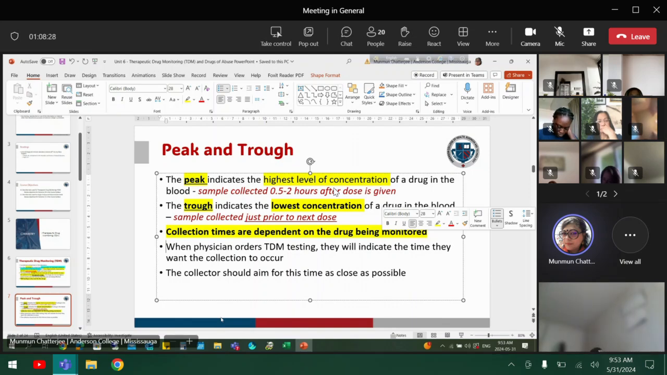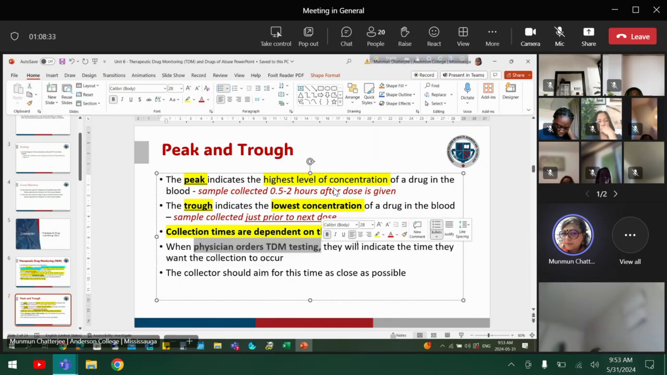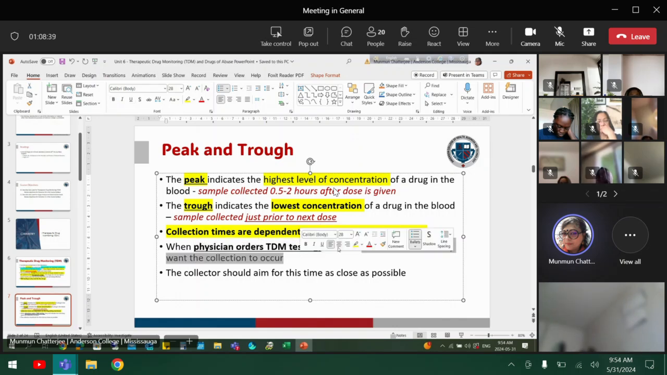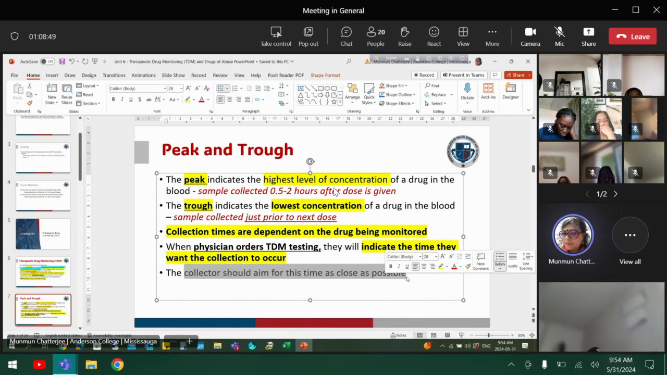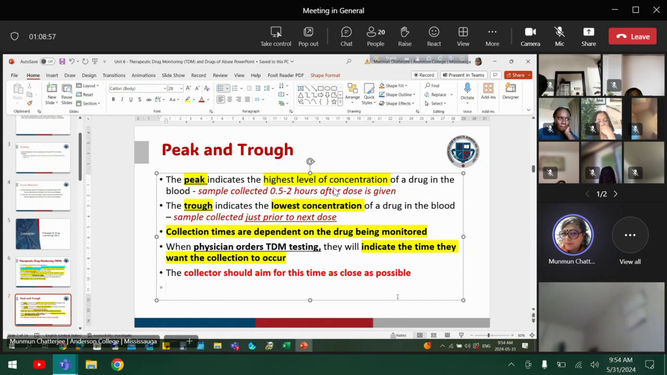That's why when the physicians order TDM testing, they will indicate the time they want the collection to occur. If you don't see that, you cannot do the TDM testing. And the collector should aim for this time as close as possible, because it's time dependent. If the doctor said you have to collect at 1 hour, you have to be within plus or minus, probably 10 minutes, not more than that, because the drug is going to start decaying.